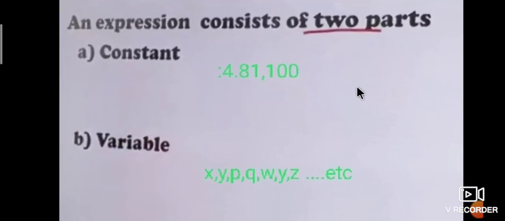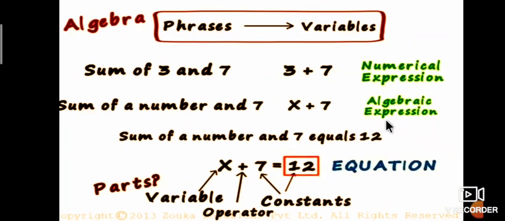Here we consider that an expression consists of two parts. One is constant, another is variable. For example, 4, 81, 100, etc. are all called constants. X, y, p, z, etc. are all variables. An expression consists of two parts, variable and constant. Here in algebra, a variable's meaning is variation.